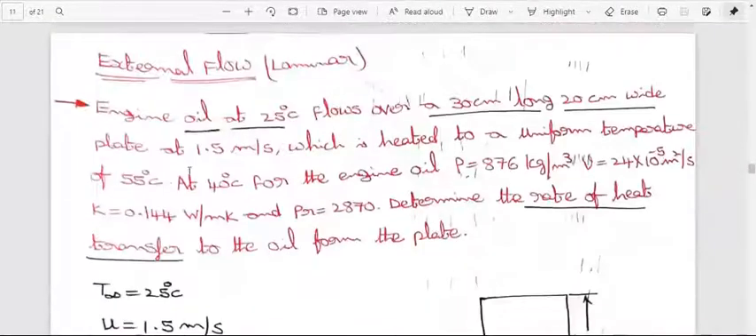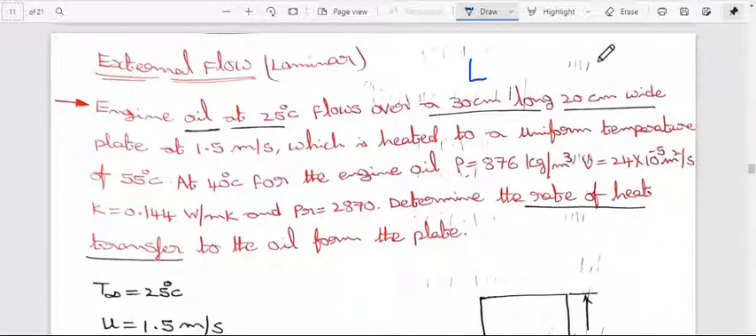So here in this third problem, engine oil at 25 degrees. So what is the fluid? Here the fluid is engine oil at 25 degrees centigrade, flowing over a plate 30 centimeters long and 20 centimeters wide. So 30 centimeters means length and 20 centimeters is width, at 1.5 meters per second.